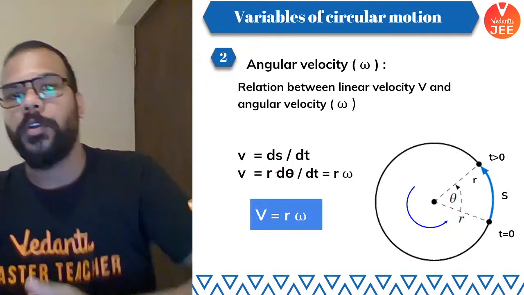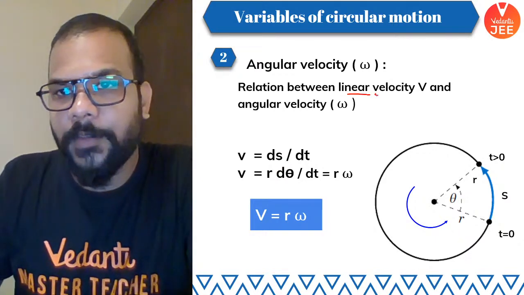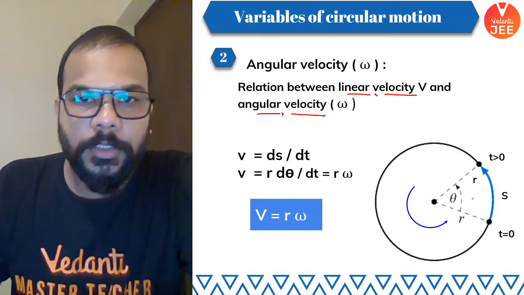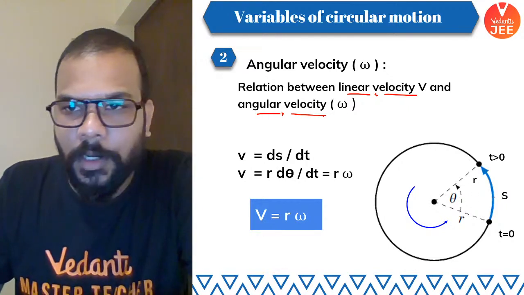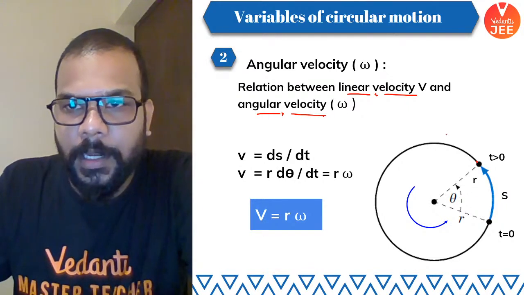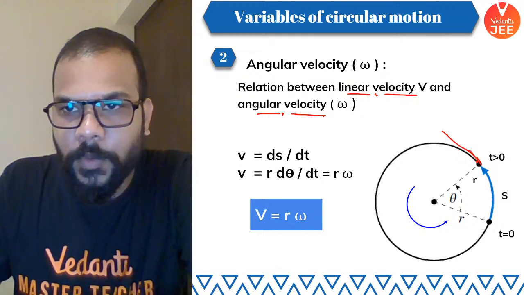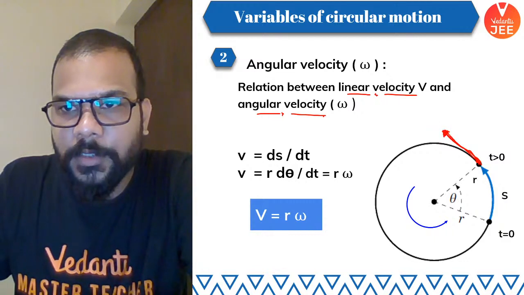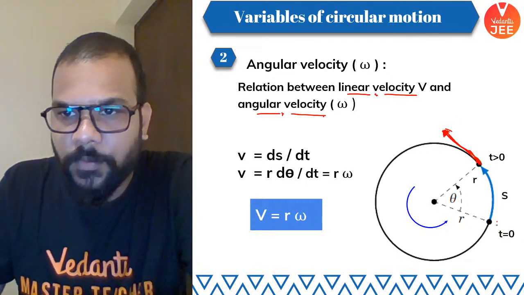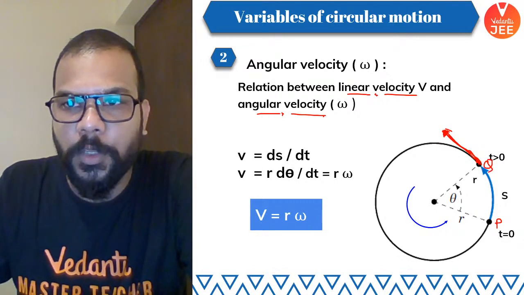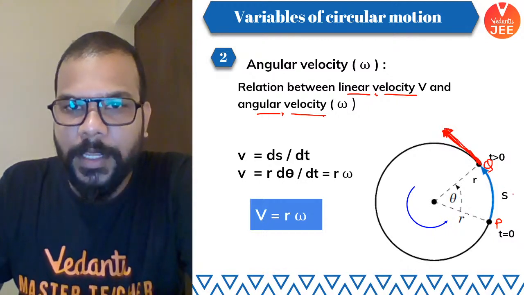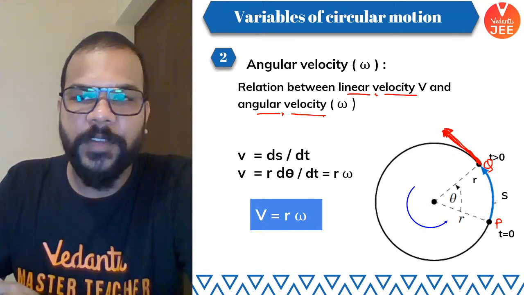Now the relation between the linear velocity of the body and the angular velocity on a circular path. How are we going to relate that? First of all, say a body is moving in a given circular path. Let's assume that your body is moving from point P to point Q. In this path, the body is covering a good amount of displacement, right?